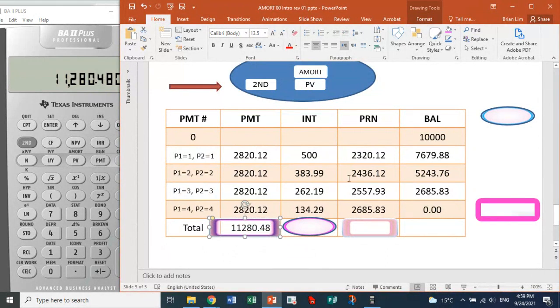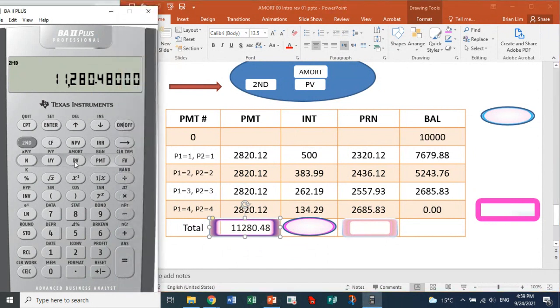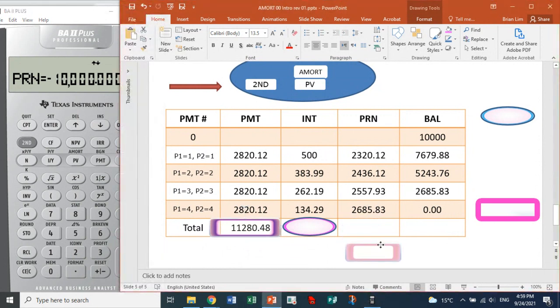Okay, so how do we get these interest and principal? There's an easy way to do that. Let's go back into the amortization mode, second PV. Now, P1, if we put in P1 as 1, let's say enter, and the P2 as 4, and enter, then what comes up? Well, it's actually the total you're getting. So in this case, the balance is 0. Okay, let's go down and see what happens. And you see this number in here becomes the $10,000, which is what was paid.